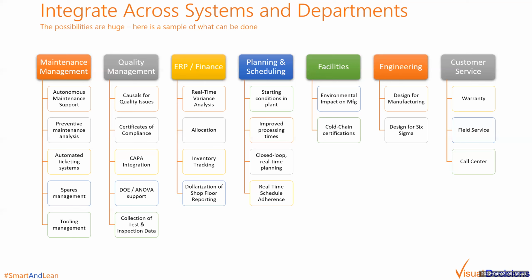Another example in the food industry is the need for cold chain certification for certain products. Monitoring the readings throughout the facility and being able to document where the product was at all times is critical to automating that process. For engineering, there are a lot of details behind this, but combining a company's Smart Factory systems and their product lifecycle systems and CAD and other engineering systems allows for significantly enhanced design for manufacturing or design for Six Sigma processes.